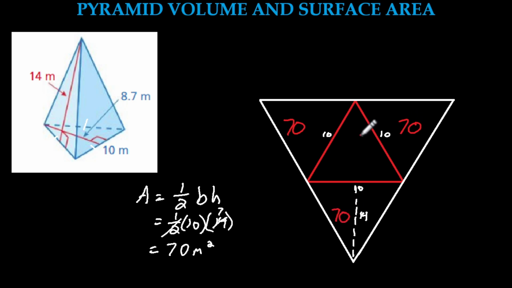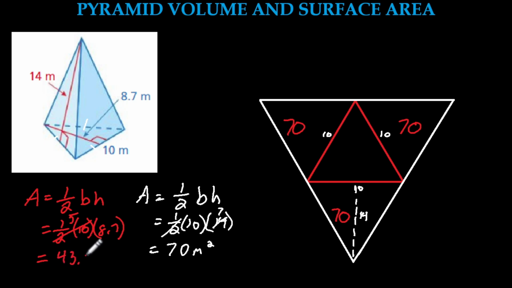And then finally, for this triangle here, we're given that the height is 8.7. So for the second one, we'll do area equals 1/2 base times height. So it's 1/2. We're given that the base is 10 and the height is 8.7. So half of 10 is 5. And 5 times 8.7 is 43.5. And this is meters squared, so we can write the 43.5 here.